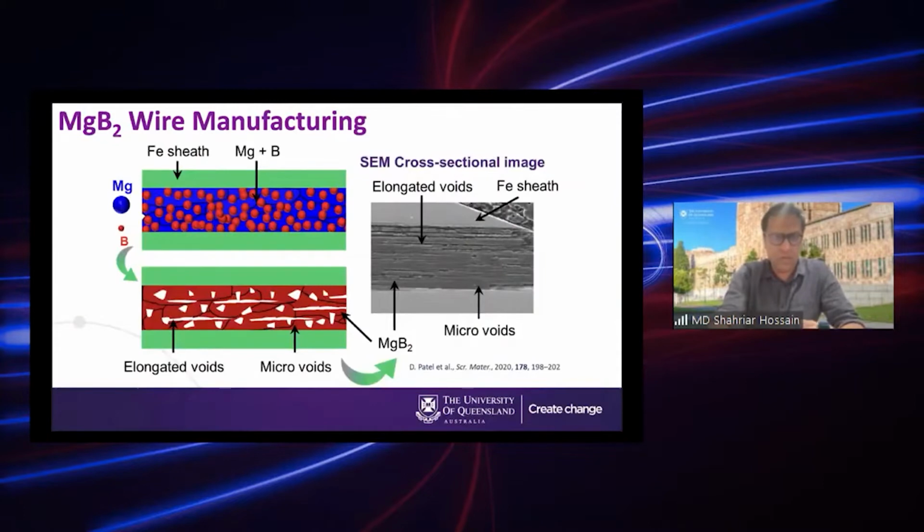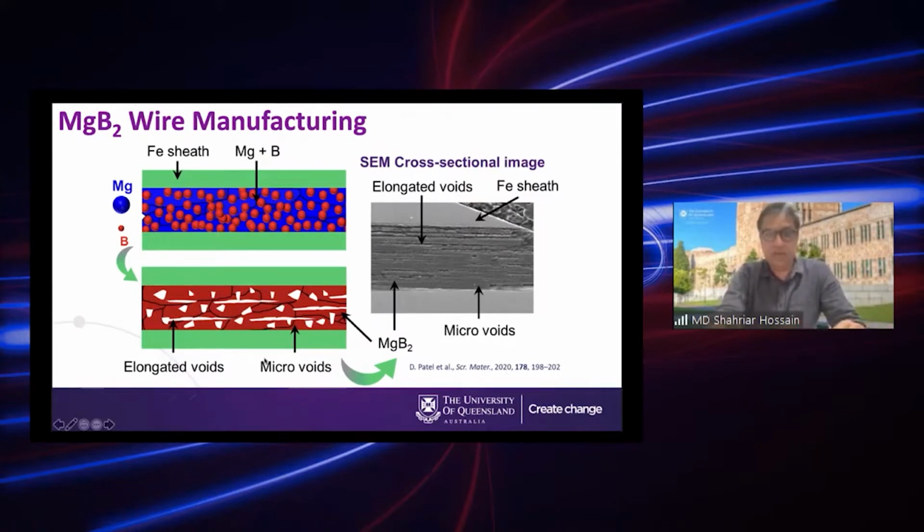So let's talk about how MgB2 actually forms in a wire. These are the magnesium and boron. When you draw the wire, the magnesium is ductile and gets elongated, and it's distributed with the boron powder. When it is heat treated, the magnesium diffuses and melts, and it actually creates a few different types of voids, which are elongated.